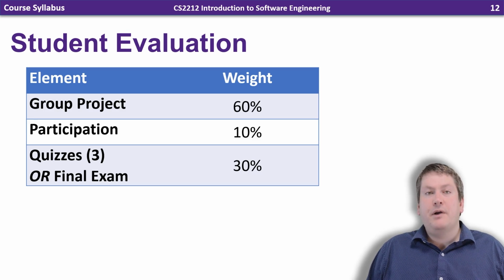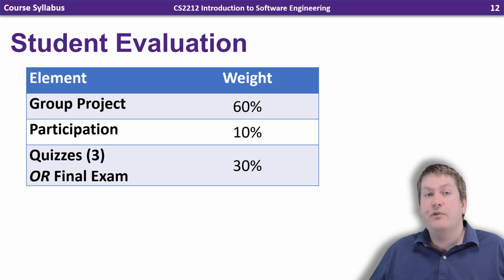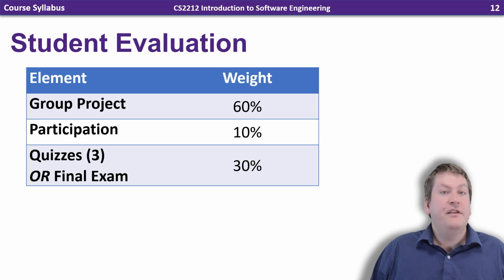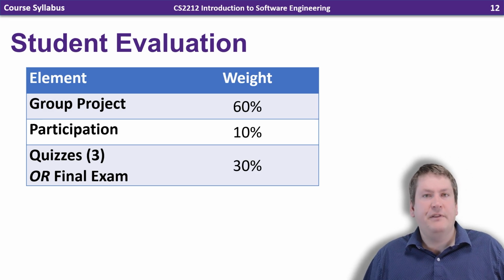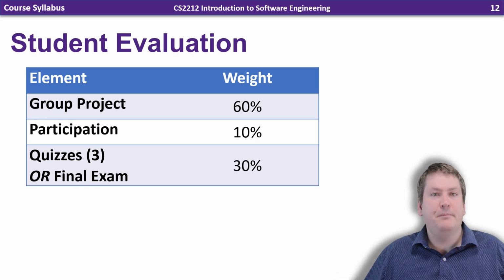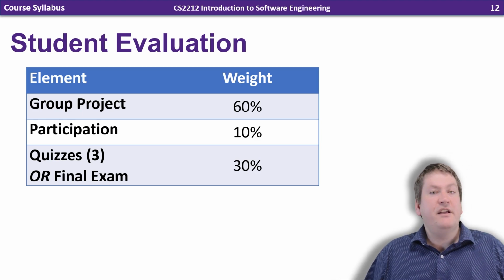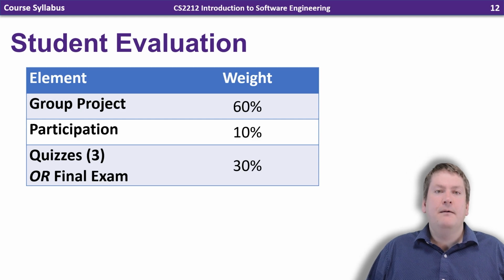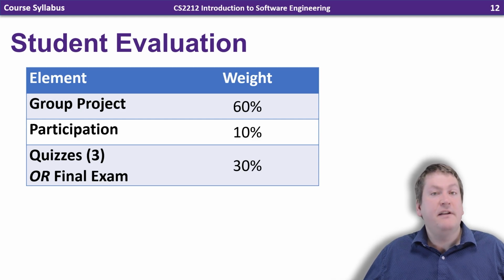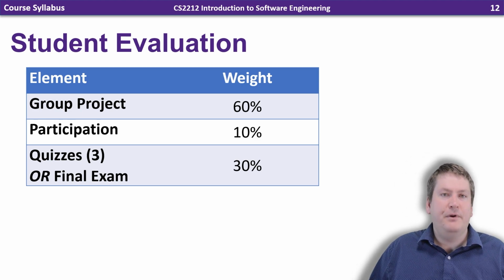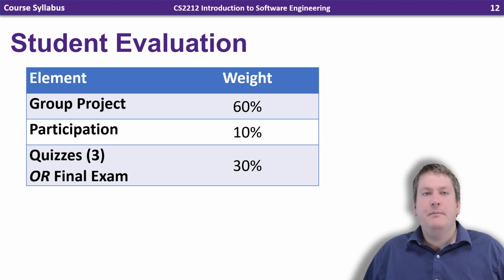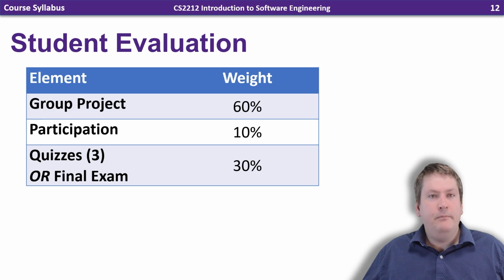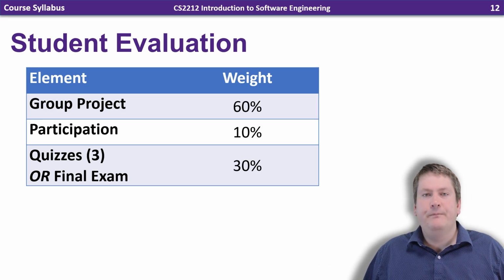Next up, and what you've probably been looking forward to seeing, is how you're going to be evaluated. There are 3 big elements to this course. There's the group project, which is the main focus of the course, and as such, it's worth 60%. The other big element is participation, and that's going to come from actually being active and participating in that Monday lecture. There's a few other ways you can earn points too. We'll talk about those in a bit. The last element is quizzes, 3 of them, or a final exam. We'll explain what that means in a sec.